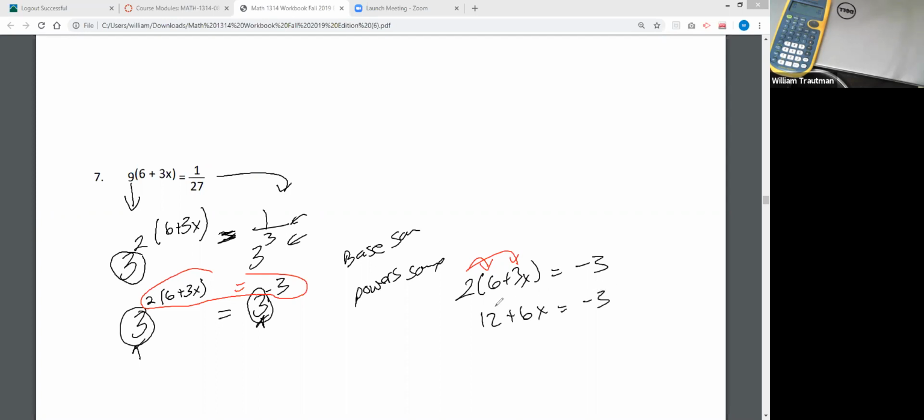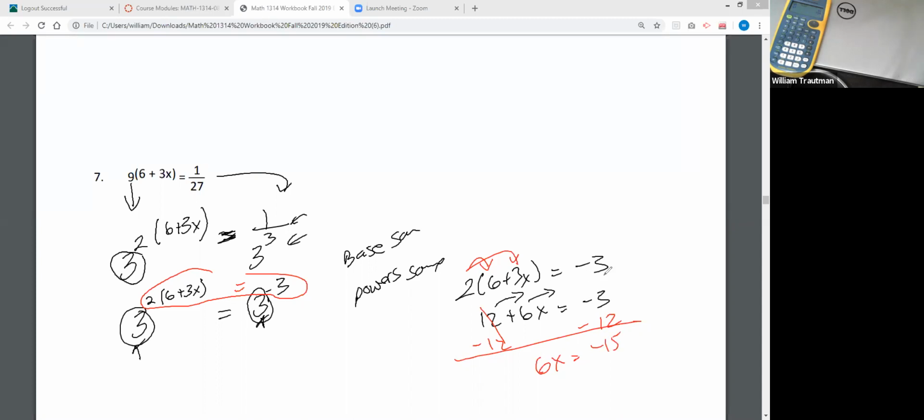Then I have to take the 12 and the 6 to the other side. I'm going to start off with the 12. It's a plus 12, so I'm going to subtract 12. When I get that, I end up with 6x equals -3, and a -12 is a -15.